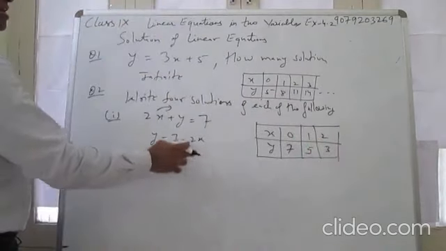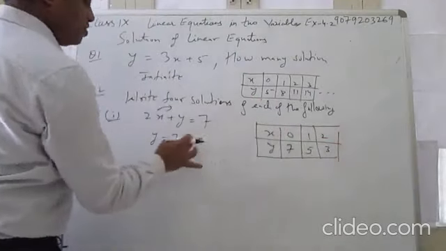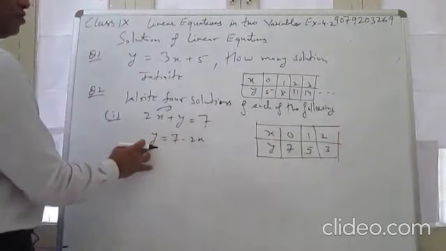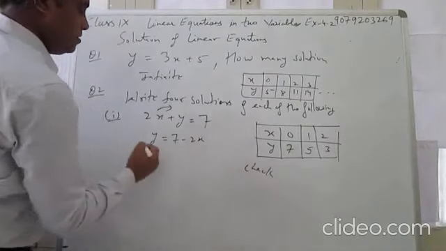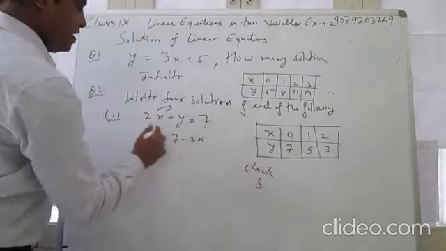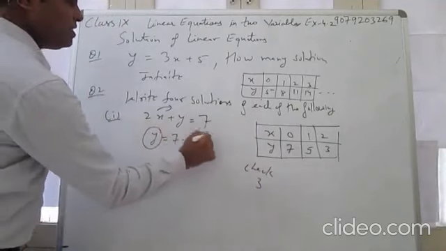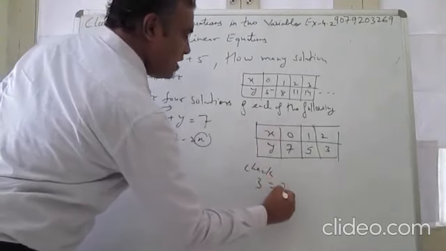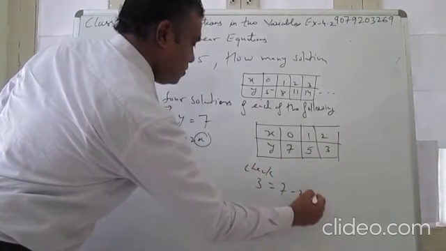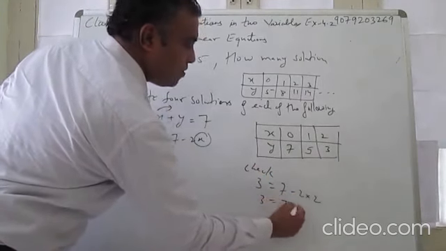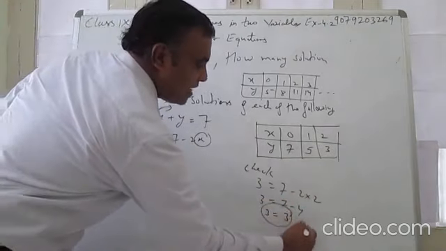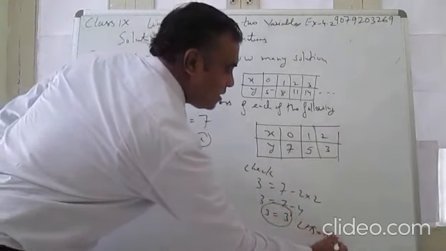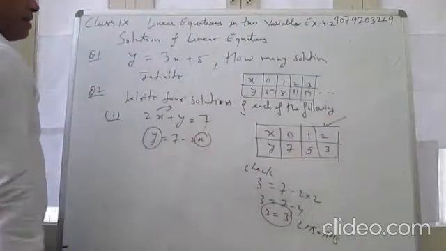And you can also check it. Put 2 and 3 back in the equation, x as 2 and y as 3. How will you check? If y is equal to 3, x is 2, 7 minus 2 into 2. So 3 is equal to 7 minus 4, 3 is equal to 3. It means left hand side is equal to right hand side. It means the point is correct.